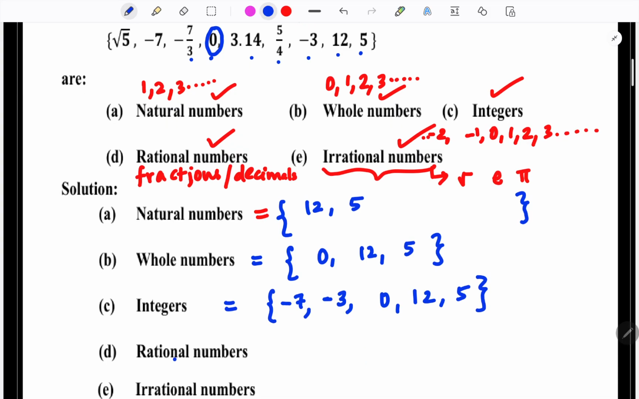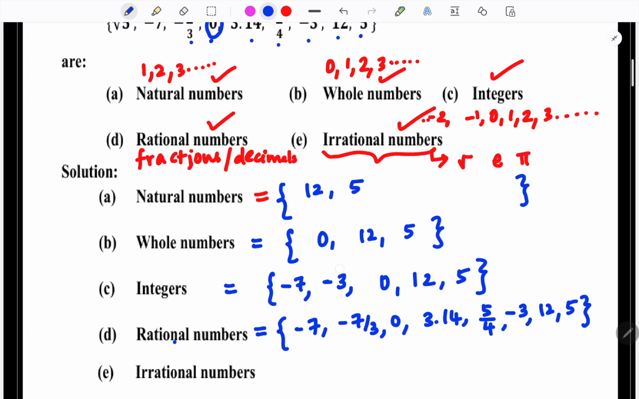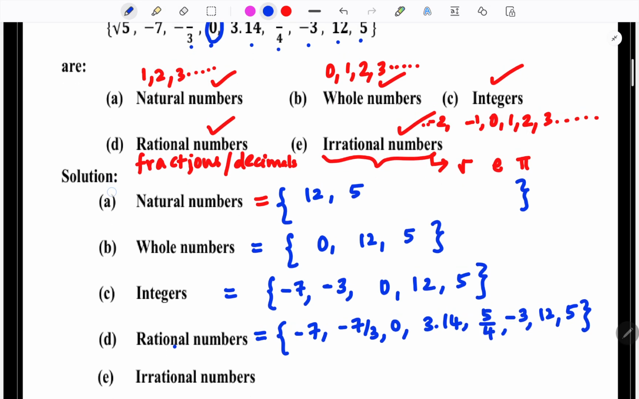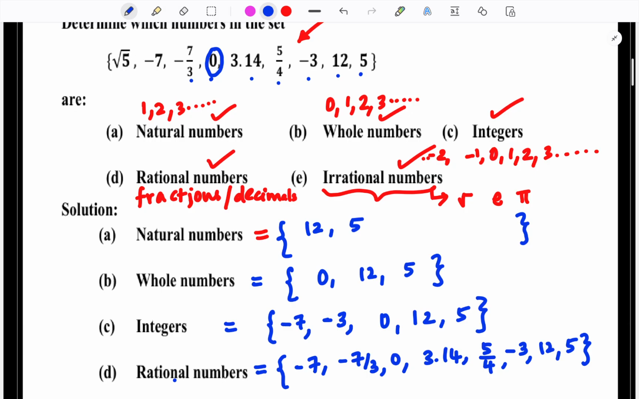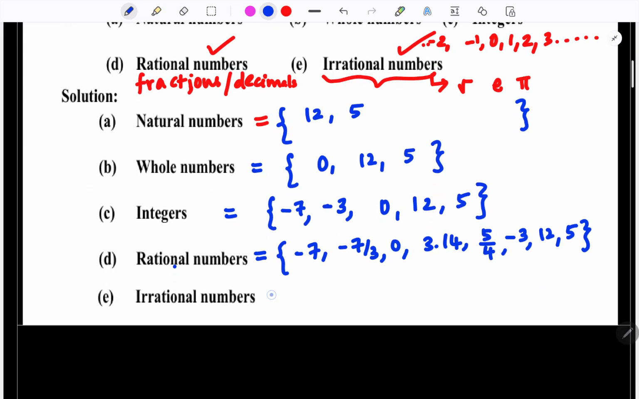Rational numbers: I have to include everything. Minus 7 will come. Minus 7 by 3 will come. 0 will come. 3.14 will come. 5 by 4 will come. Minus 3, 12 and 5 will come. These are the rational numbers. Irrational numbers are very simple: there is only one square root which is not a perfect square. So the irrational number is just square root of 5.